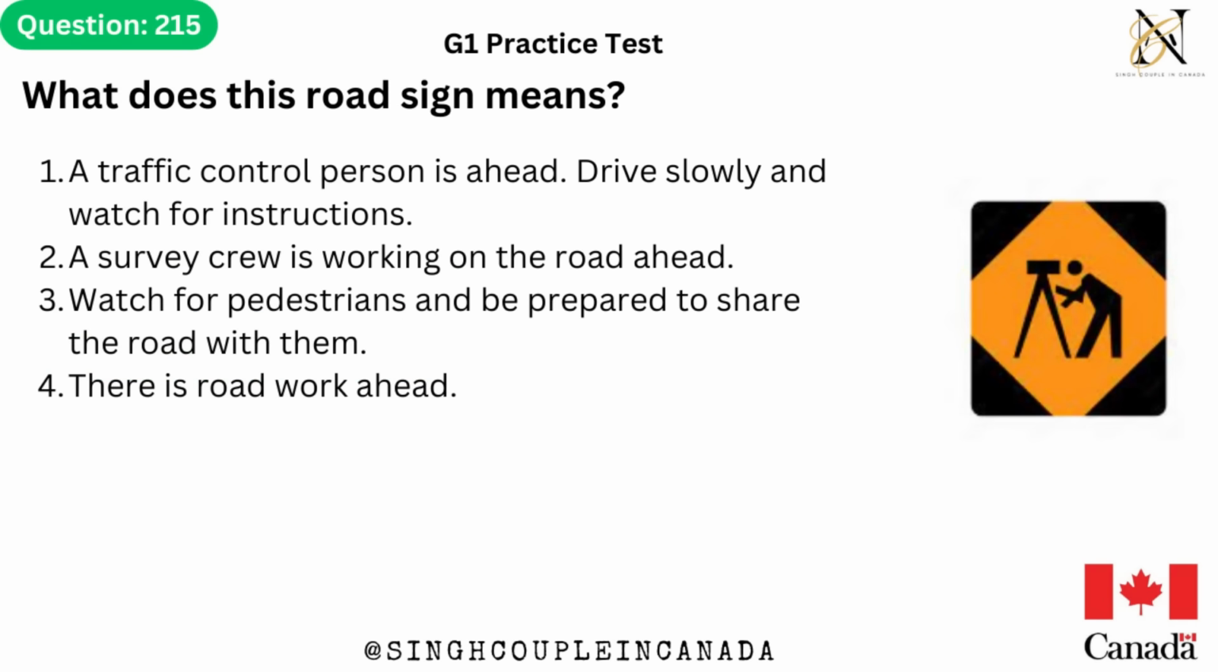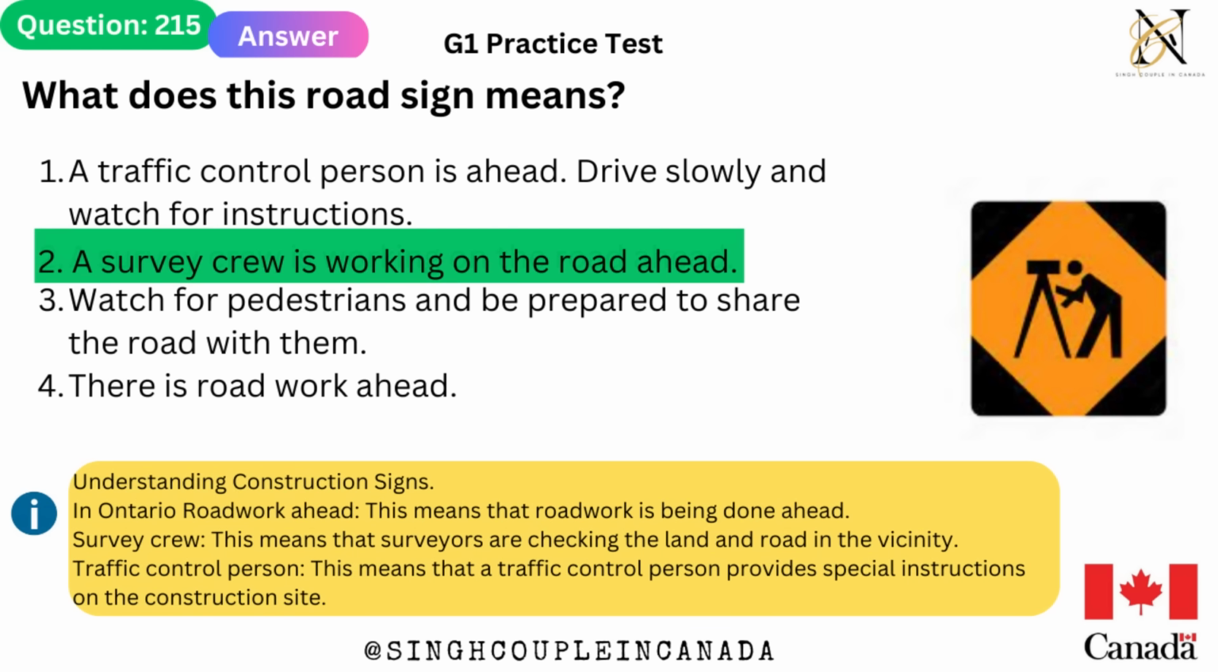What does this road sign mean? 1. A traffic control person is ahead. Drive slowly and watch for instructions. 2. A survey crew is working on the road ahead. 3. Watch for pedestrians and be prepared to share the road with them. 4. There is road work ahead. The answer is 2. A survey crew is working on the road ahead.